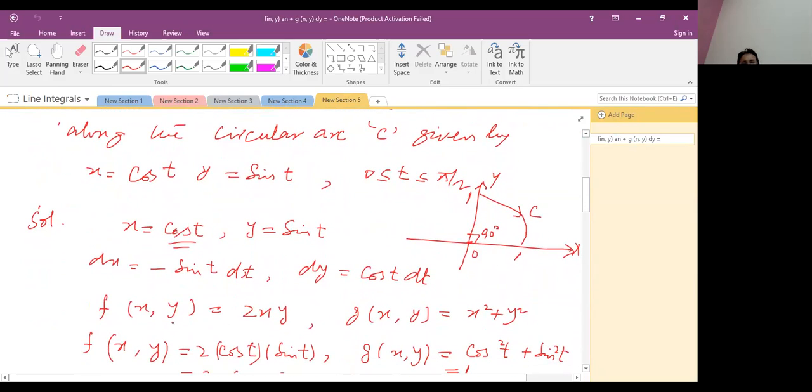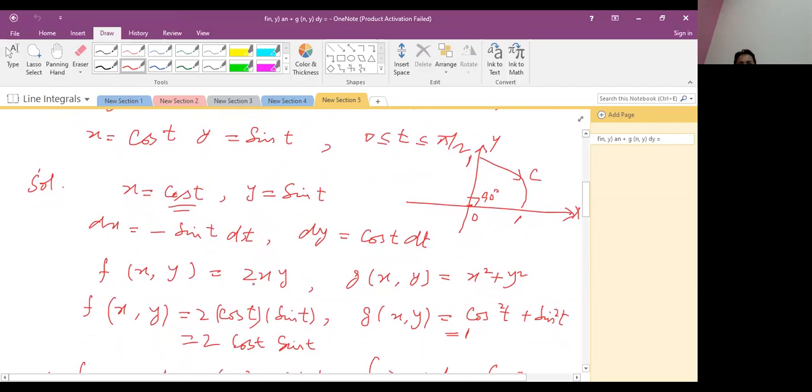And in the second step, we will separate the function. What is f of x y? F of x y is 2xy and g of x y is x square plus y square. Then we put here the value of x is cos t, value of y is sin t, and f of x y is equal to 2 times cos t into sin t.